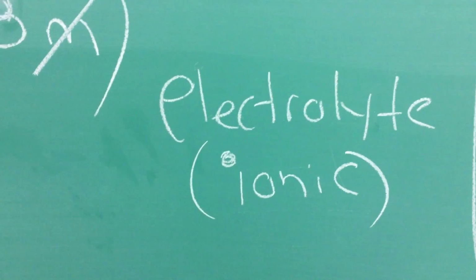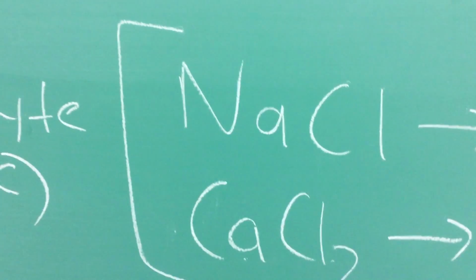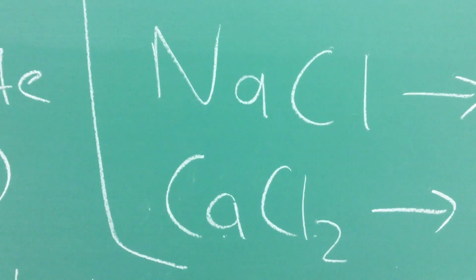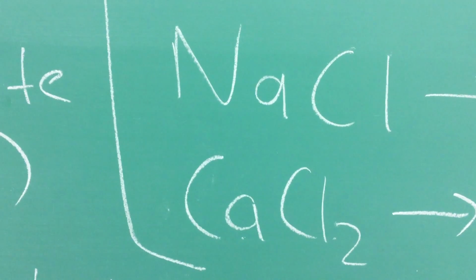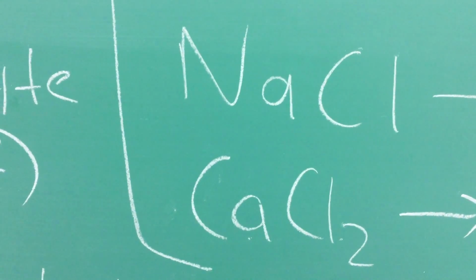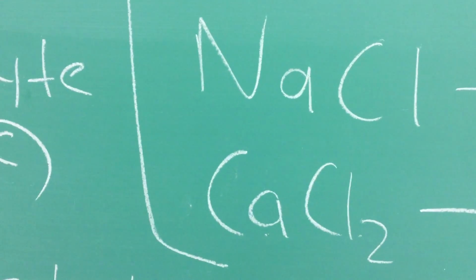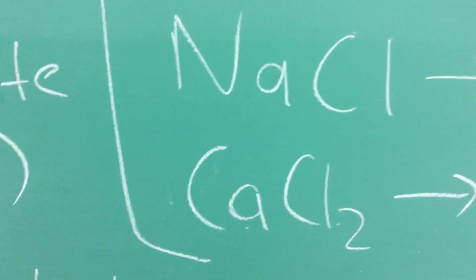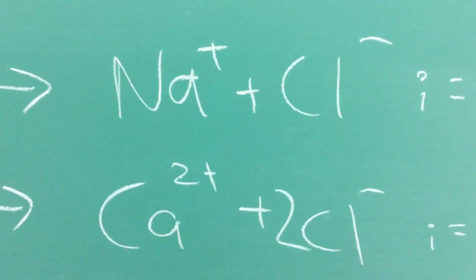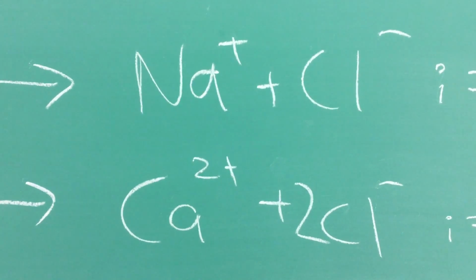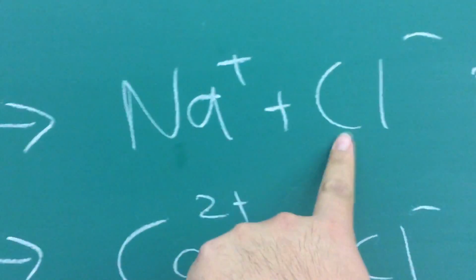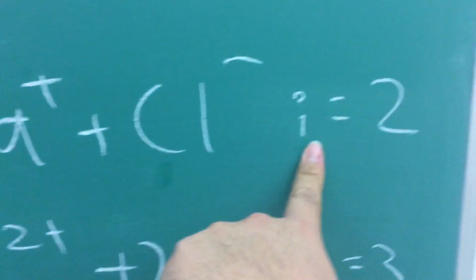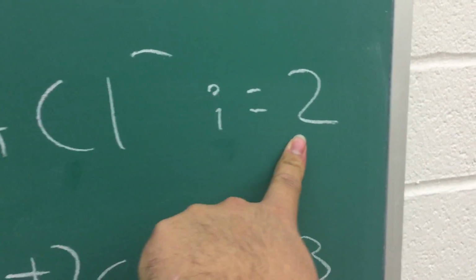So these are ionic. So that means that we have a metal and a non-metal. So I have two examples here: sodium chloride and calcium chloride. So the first step is that you want to split it into ions. Okay. So sodium chloride. Hopefully everyone knows how to do that one. It's just Na+ and Cl-, okay? So if you notice, we have 1 and 1, so 2 ions. So that means i is 2, okay?